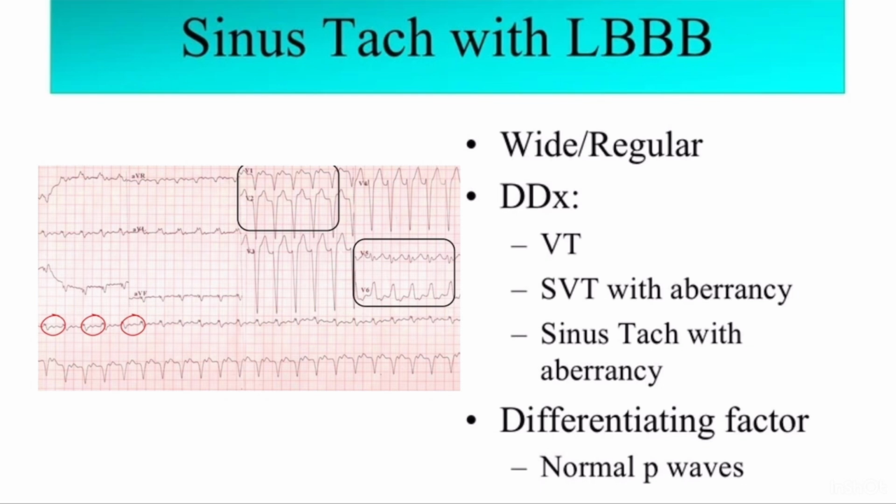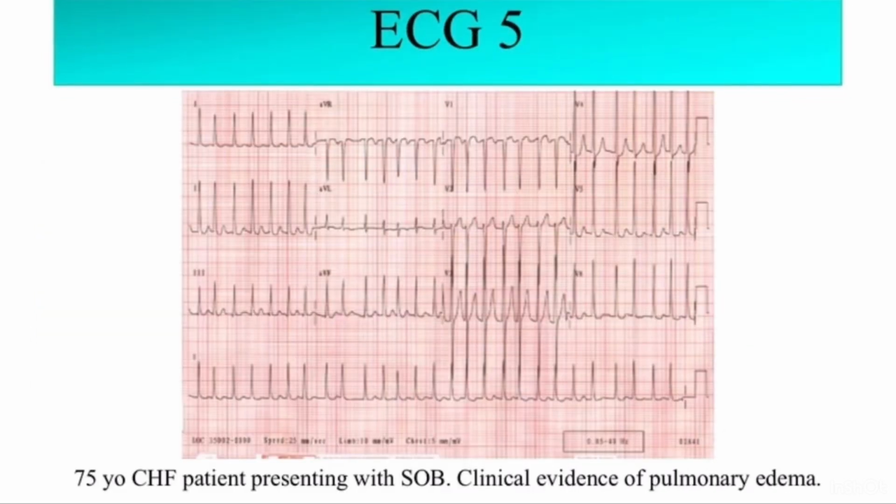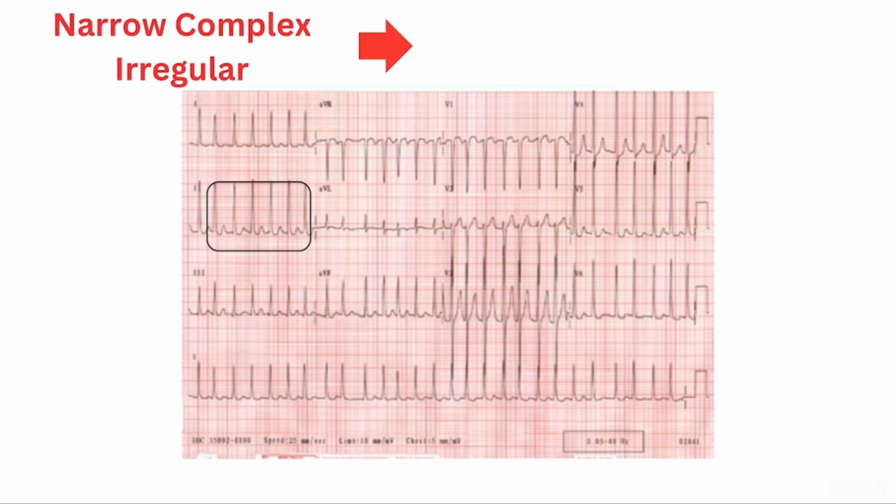Case 5. 75-year-old patient with heart failure history now presents with shortness of breath. He was found to have pulmonary edema. This is a narrow complex tachycardia, QRS less than 3 small squares. The rhythm is irregular.